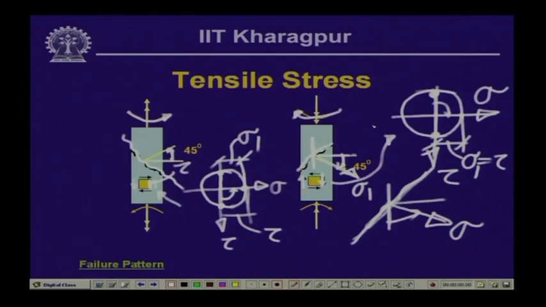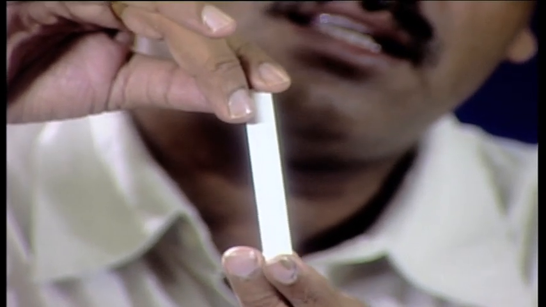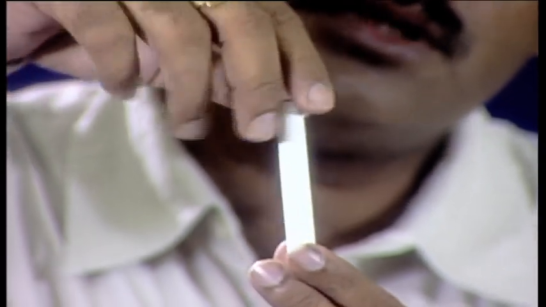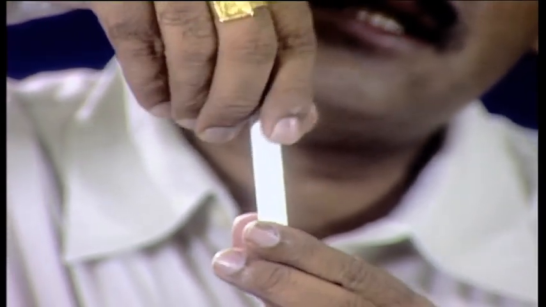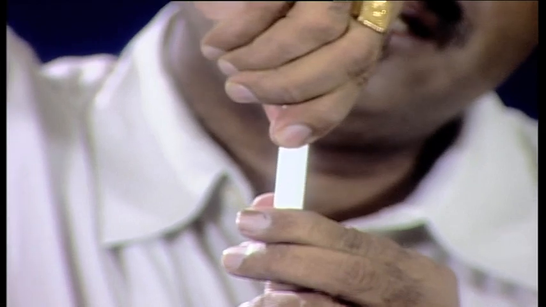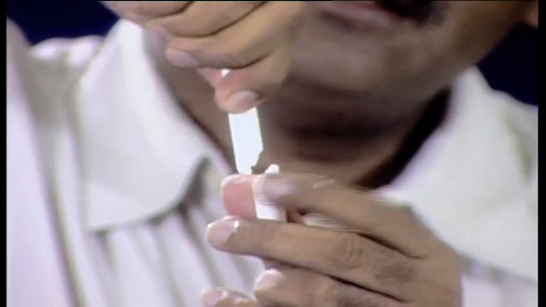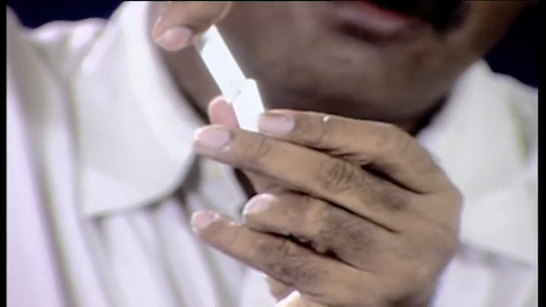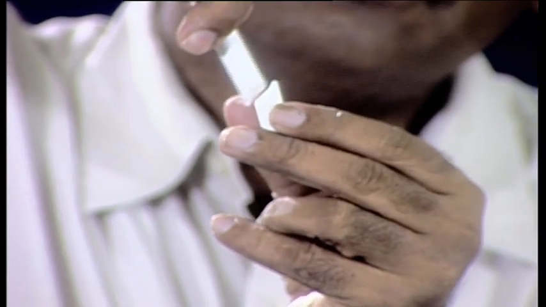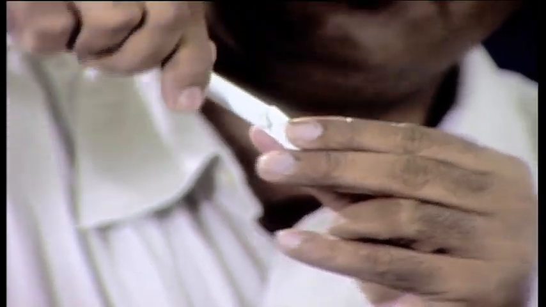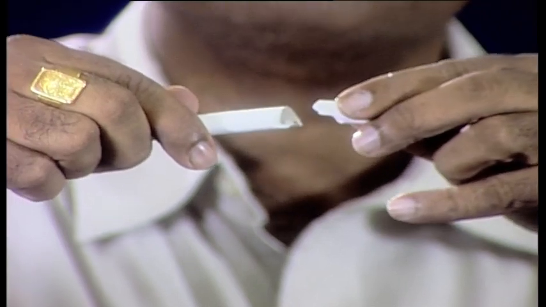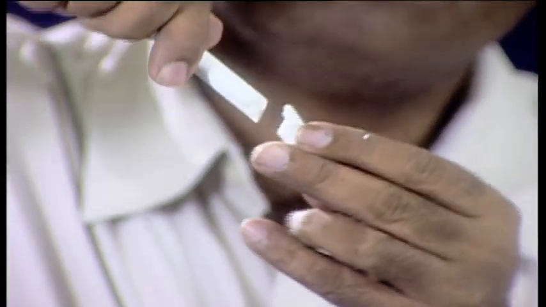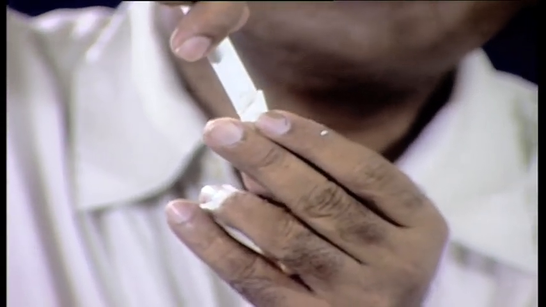Now, this can be demonstrated using a very simple experiment. Let us say that we take a piece of chalk which is a kind of a brittle material, and if we apply a twisting moment for the first case, which is in the anticlockwise direction, then you see that the failure is in this form as we have seen. This is the line which is inclined at an angle of 45 degree, as we have seen in the first case.